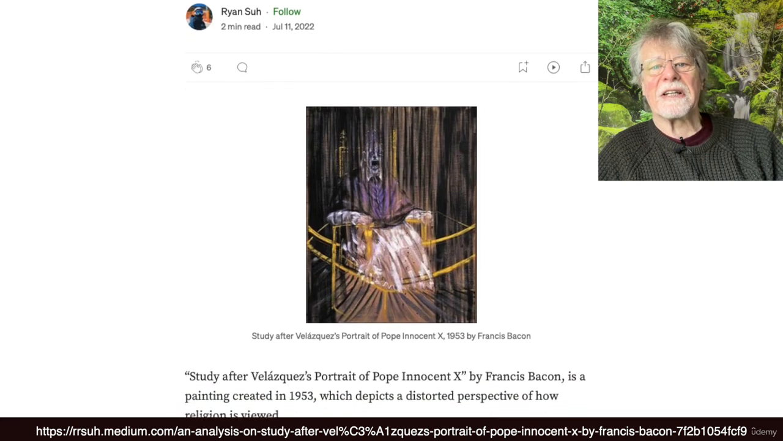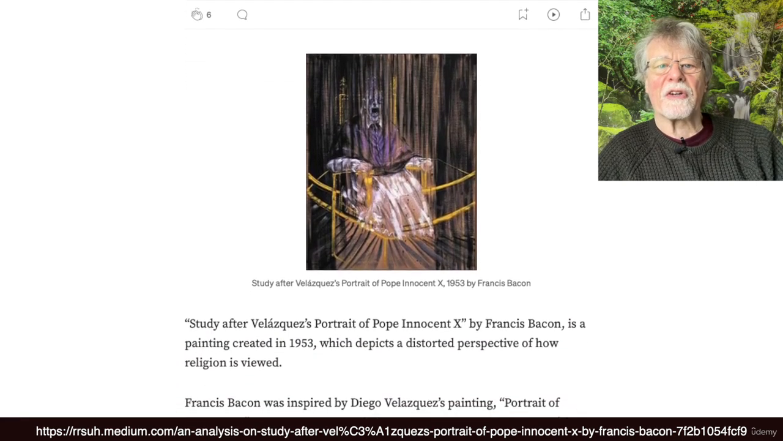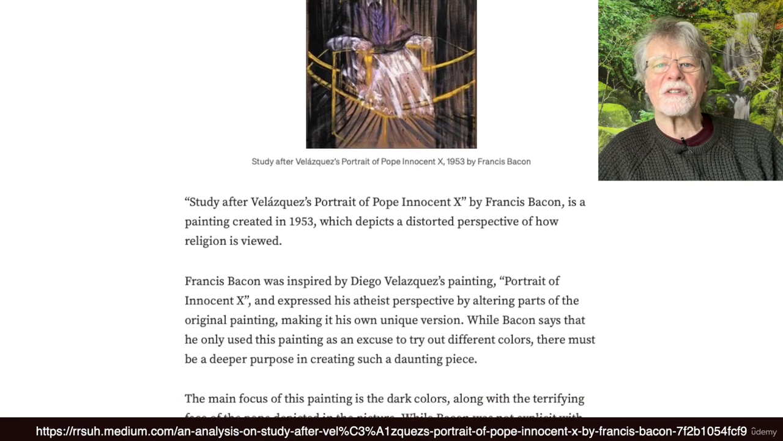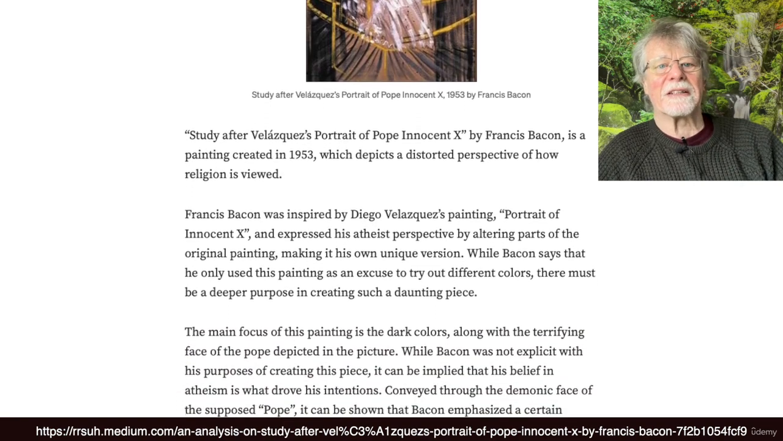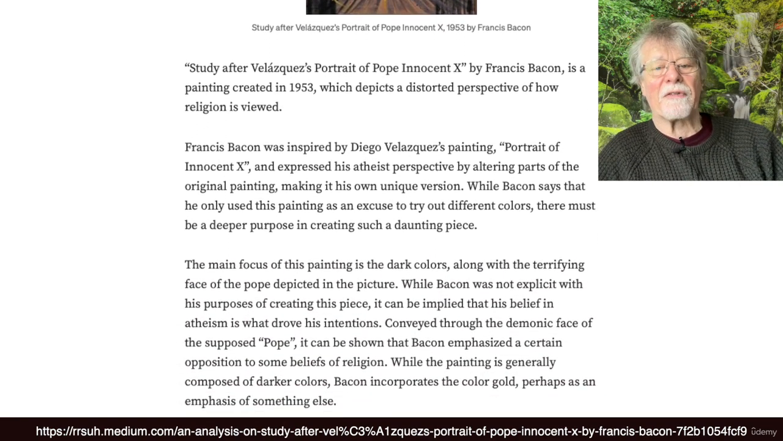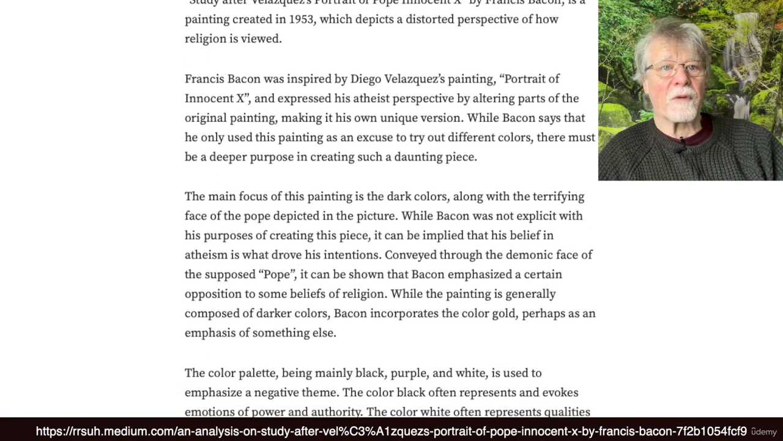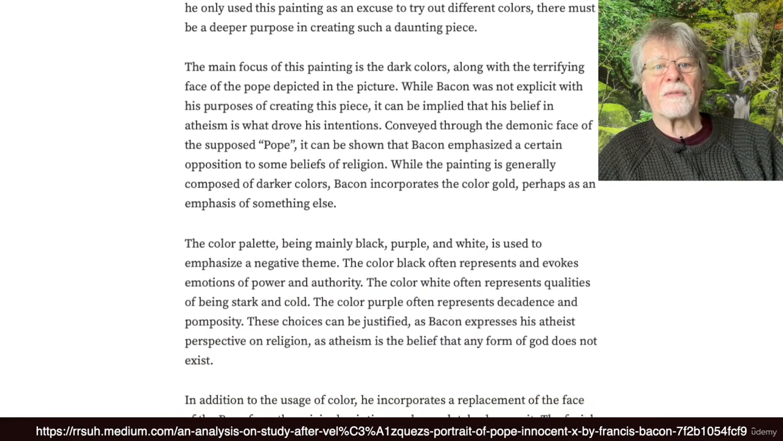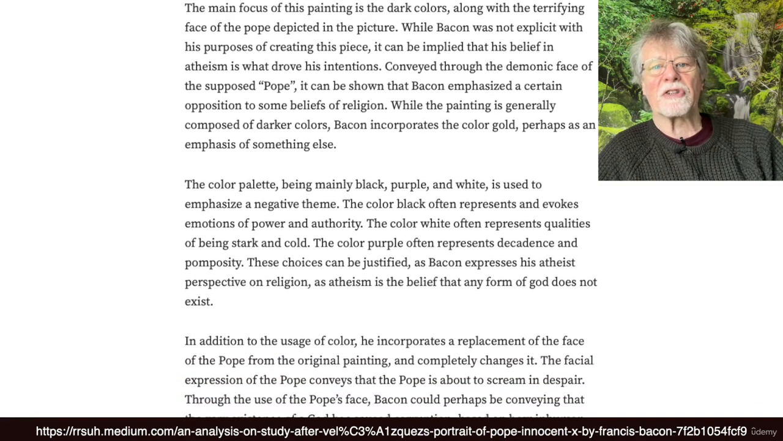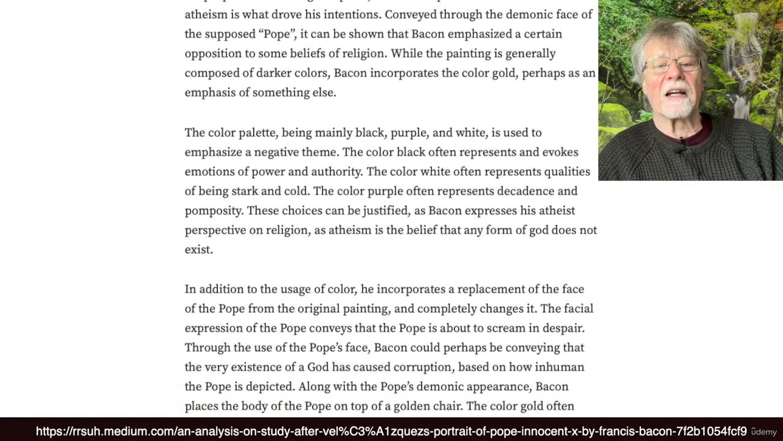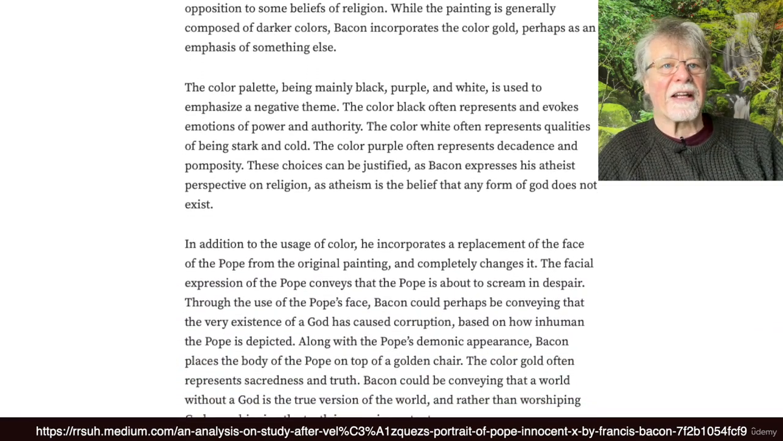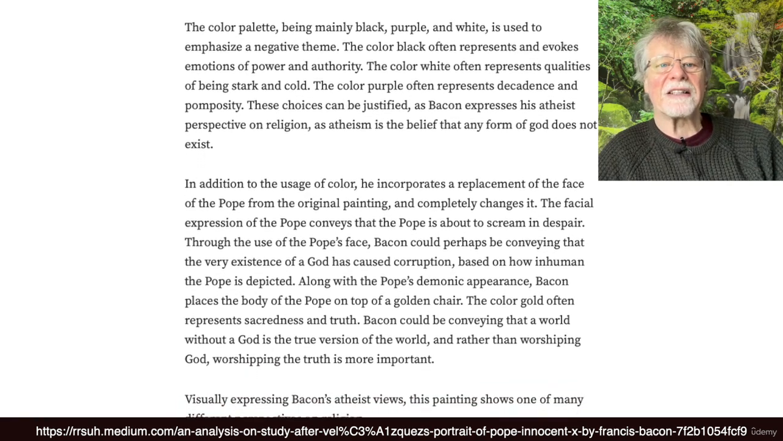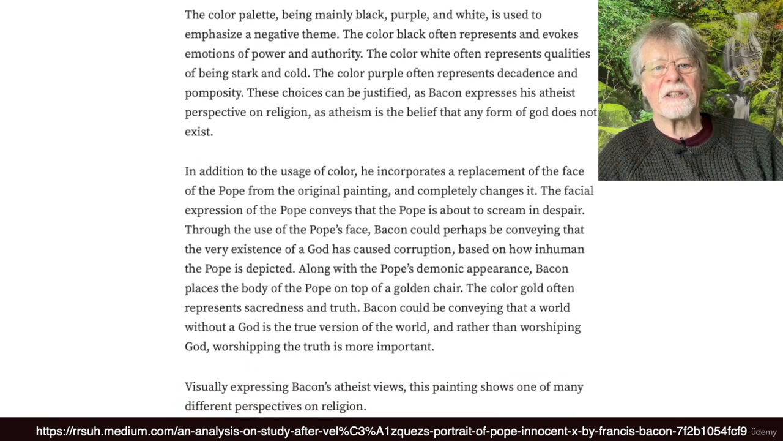Bacon's reinterpretation of Velasquez's portrait of Pope Innocent X is a stunning example of how modernist painters incorporate elements of realism within an abstract framework. The figure of the Pope is recognizable, but Bacon distorts and abstracts it with broad, expressive brushstrokes and unsettling colour shifts. This creates a psychological intensity, reflecting themes of isolation and inner turmoil.